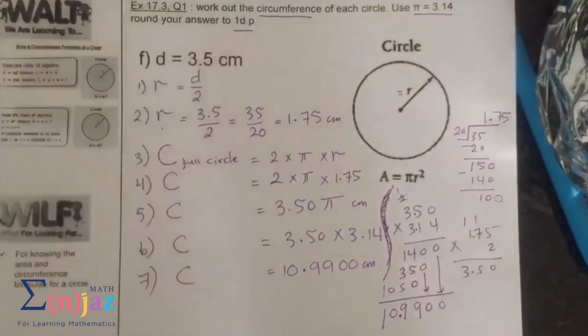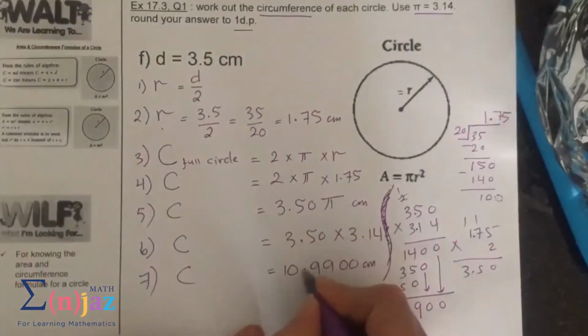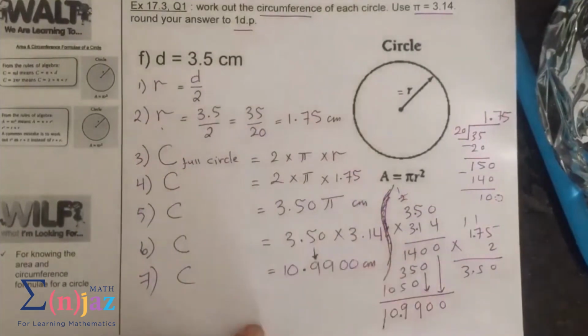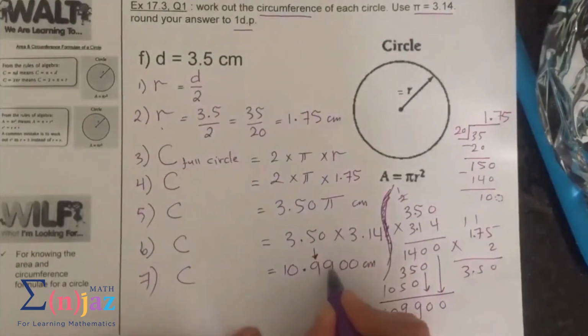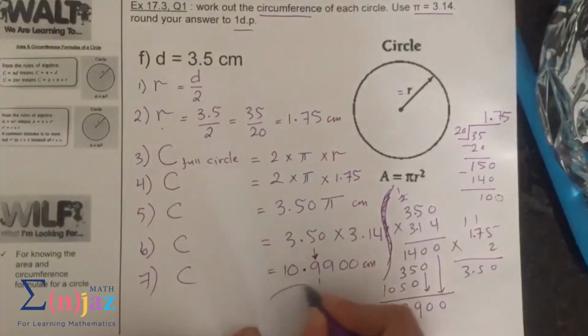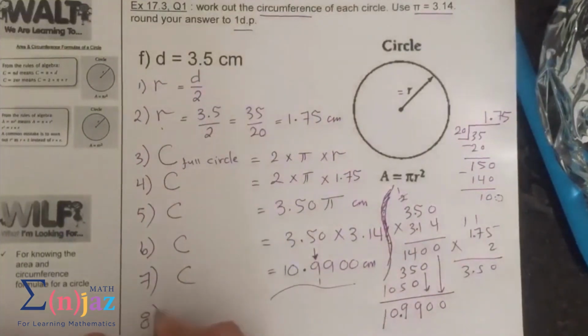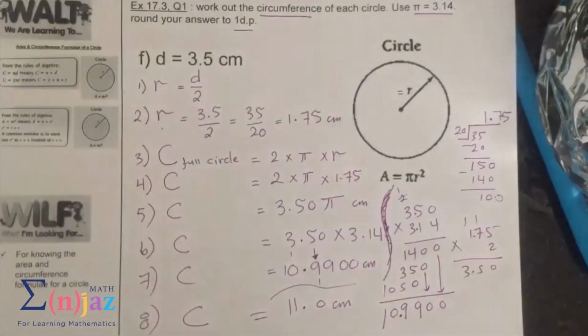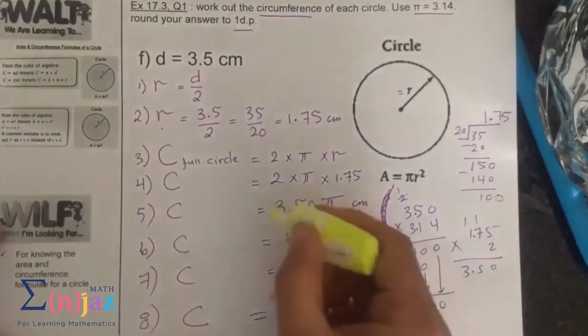Okay, they asked us to round it to 1 decimal place. So this is my decimal, this is my tenths, the first decimal place, and there is a 9 to the right, so it's going to round my 9 up. So I'm going to put 1 here. So the final answer will be 11.0 centimeter.